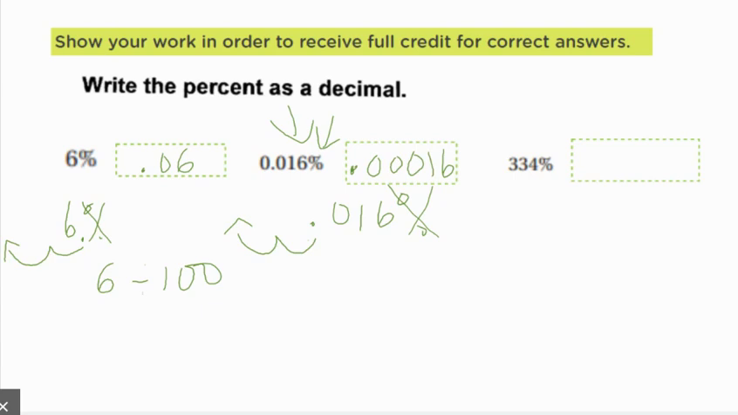334%. Again, your decimal is invisible. It is right here at the end, and then you're going to move it 2 places to the left. So your answer is 3 and 34/100.